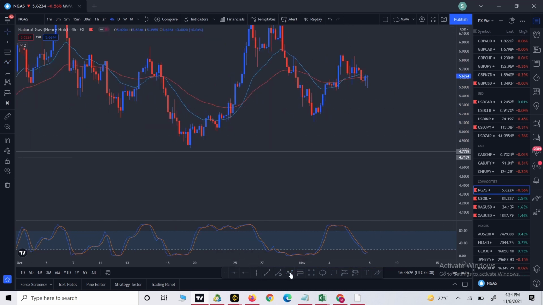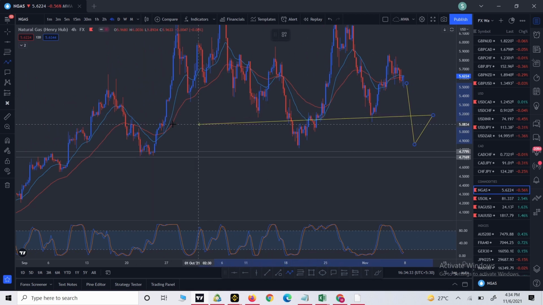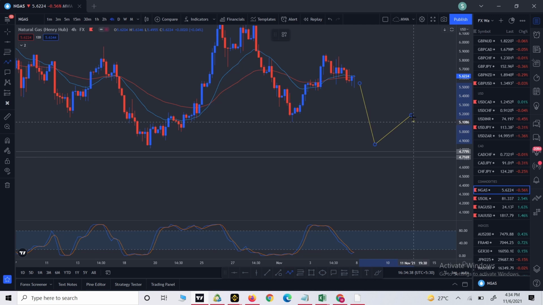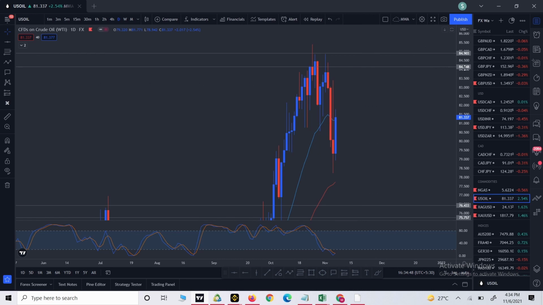Otherwise, another possibility can be if the price gives us a break and close below the previous low. In that scenario, also, as you can see, there's going to be a zone which has been retested a couple of times in the past as well. In that scenario as well, we can look for some kind of bearish price action on the lower time frames to go short here as well. So these are the possibilities that we can focus on for natural gas. Next we have US oil.